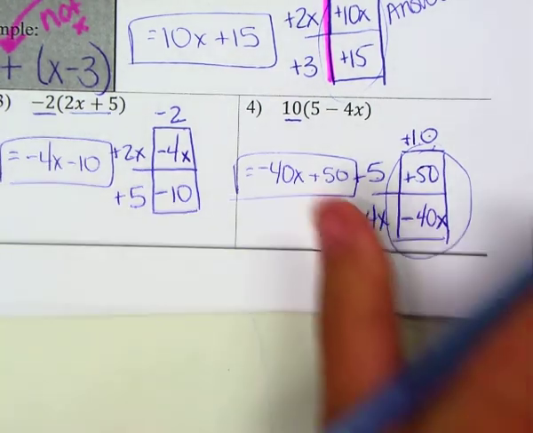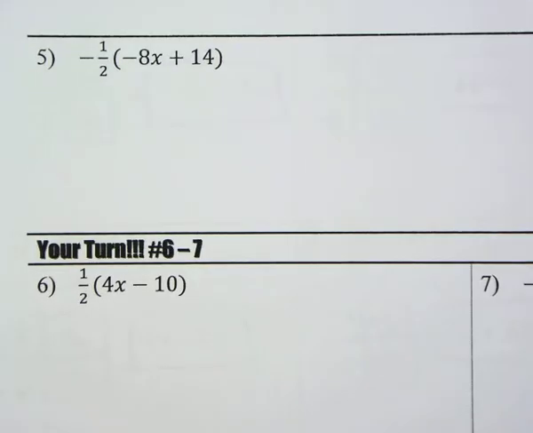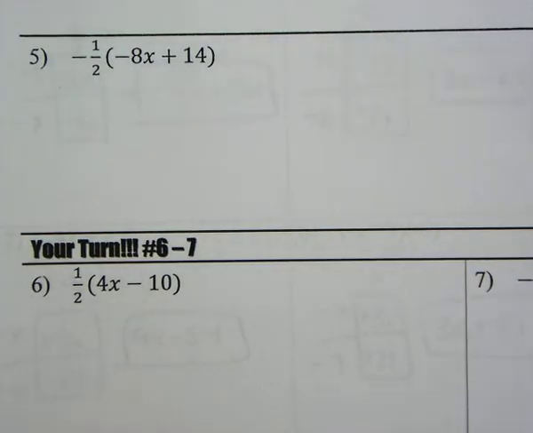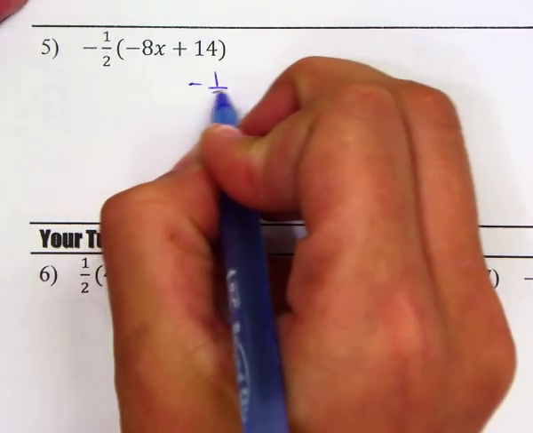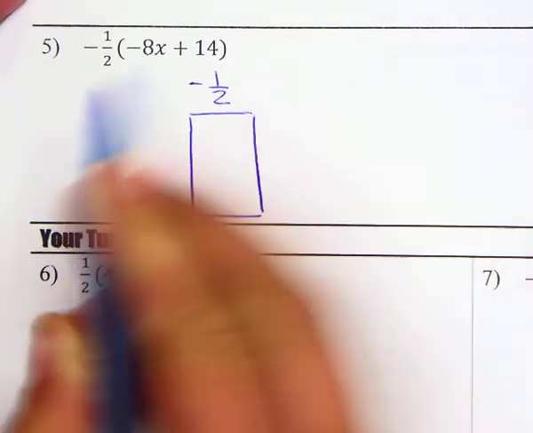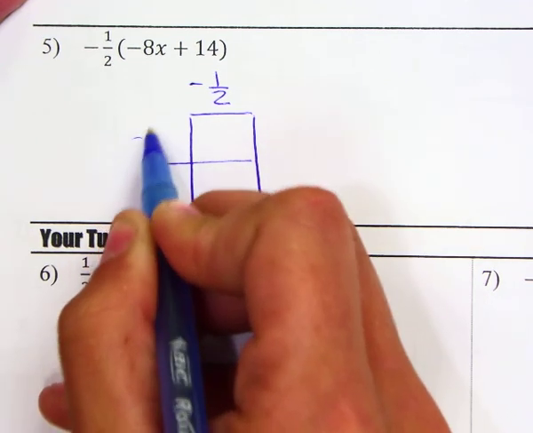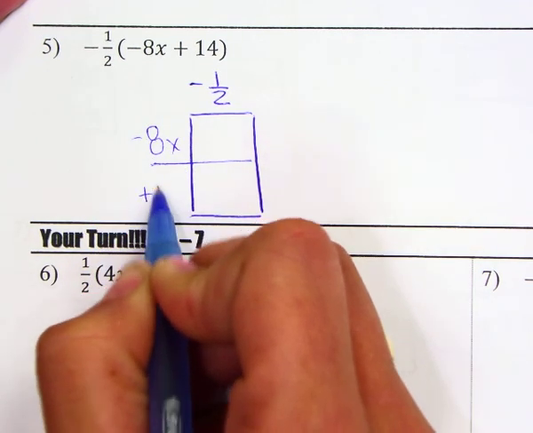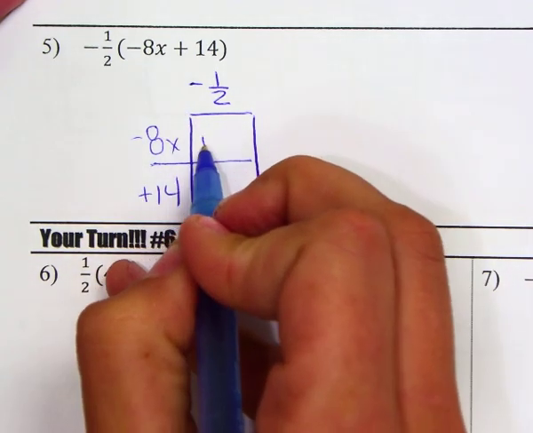Okay. When we go on to the next question, it's a little bit harder, a little bit more difficult, but we can do it. So this is negative 1/2 times the quantity negative 8x plus 14. So same idea, negative 1/2 goes on top. It's one term, even if it's a fraction. Two terms in here, so I'm going to draw two boxes. Negative 8x plus 14. Now, negative times a negative is a positive.